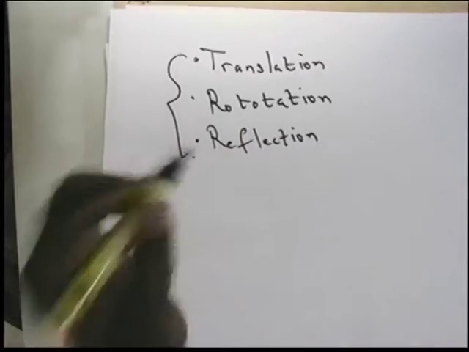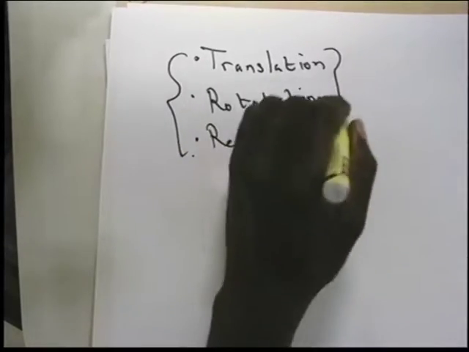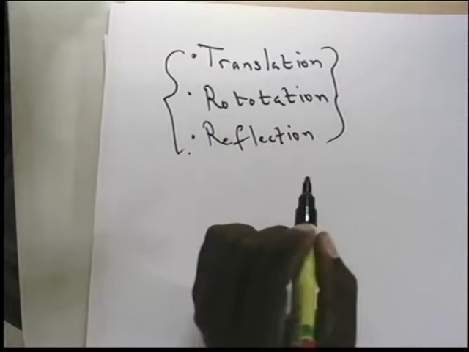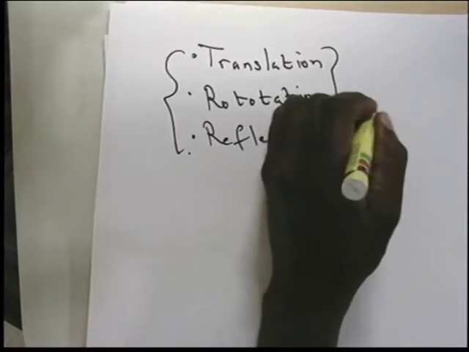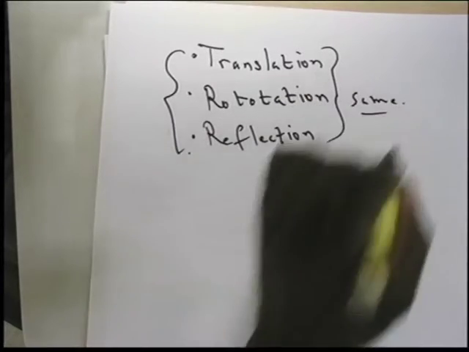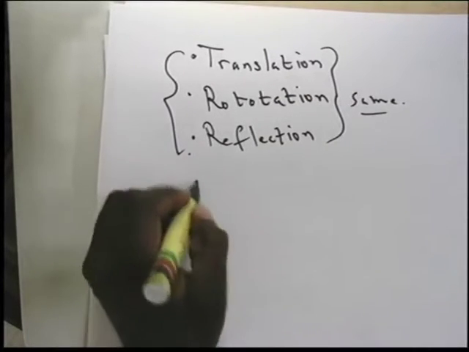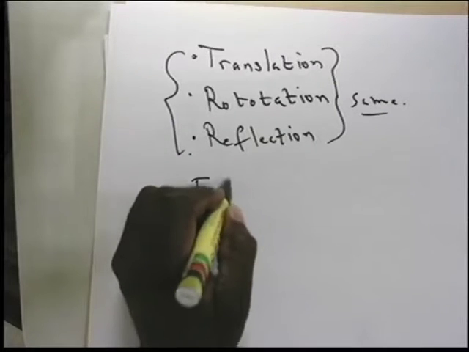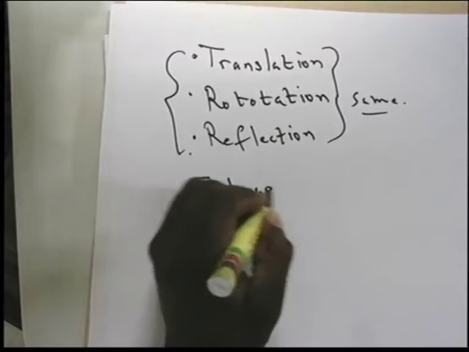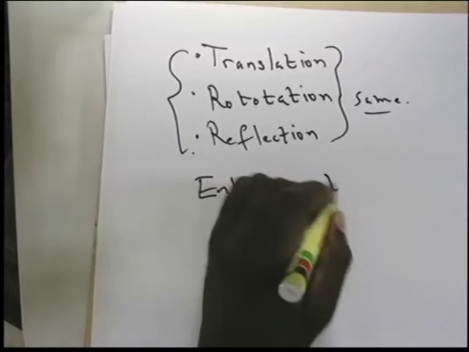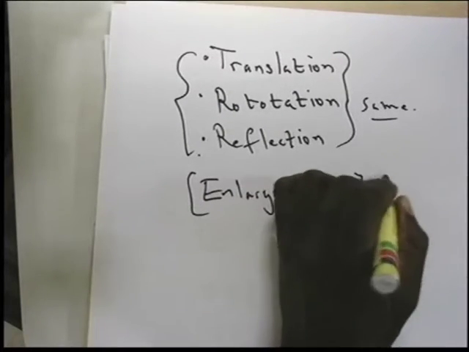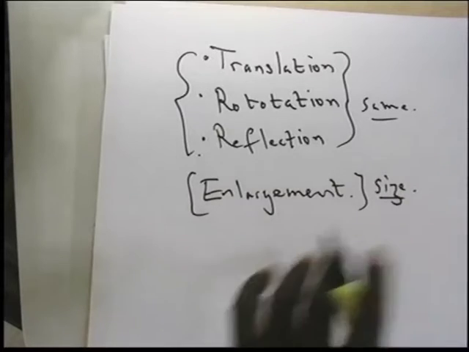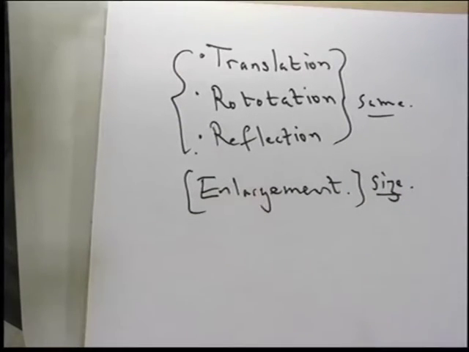For these first three, the size of the original figure remains the same in comparison with the transformation. Whereas when we look at an enlargement, the figure is different in terms of size. When we enlarge, we are making the figure bigger.